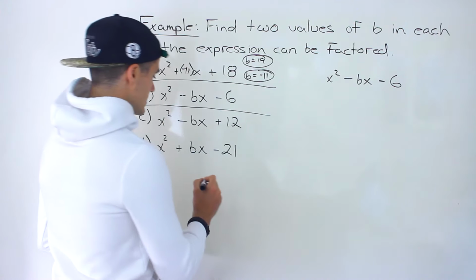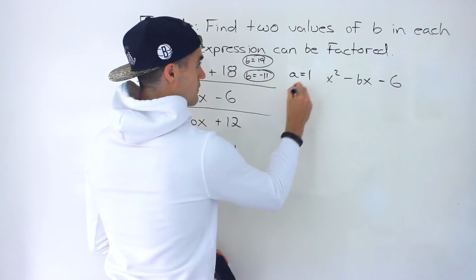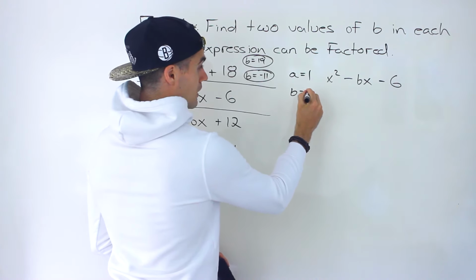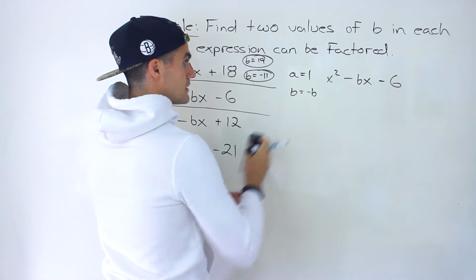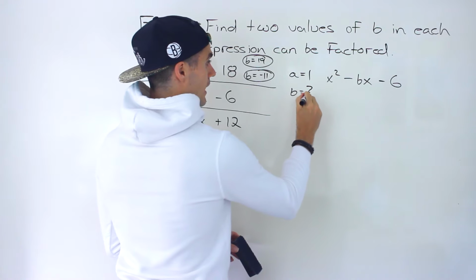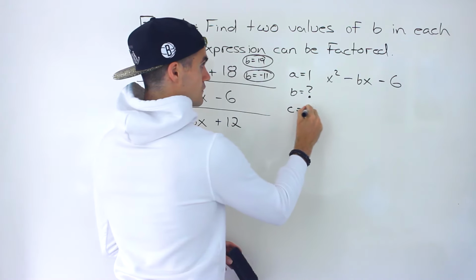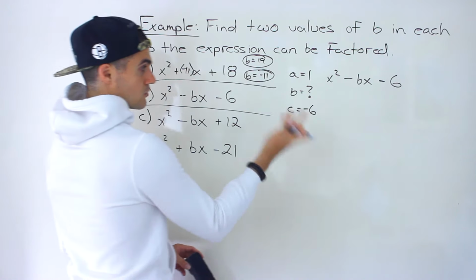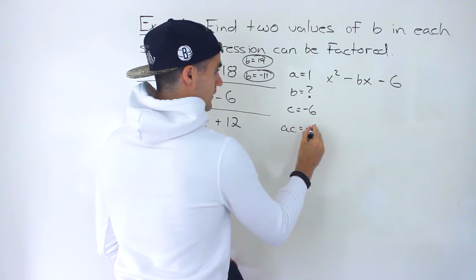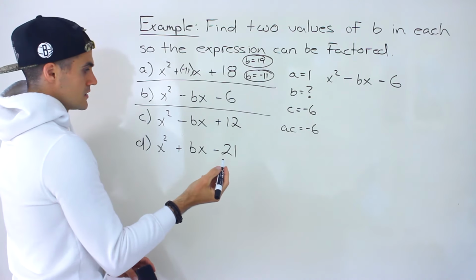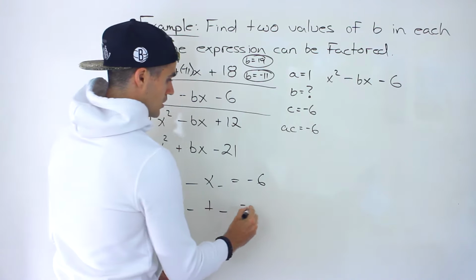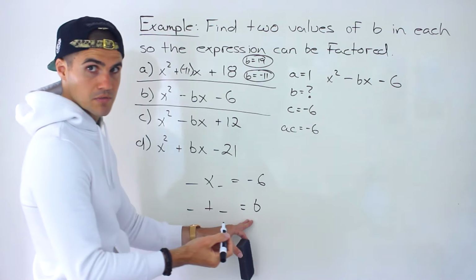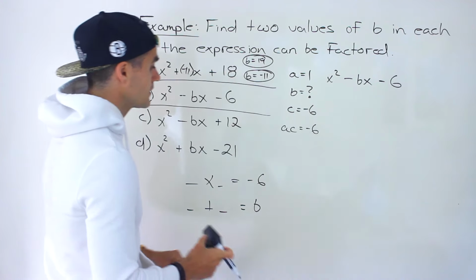But for now, let's just go through that process again. So we got that a value of 1, we got the b value of negative b. Let me think what to do here. You know what? Let's just put the b value as a question mark over here for now. So we'll have a c value of -6. And so what's the process then? AC, -6, like that. So then we got to find two numbers that multiply to -6 and then add up to a certain b value. That's what we're going to be solving for. Don't worry about this sign here. We'll take care of that in a sec.